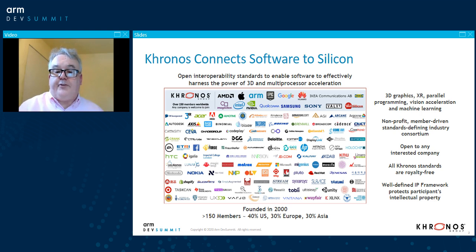If you haven't come across us before, Khronos is an open standards consortium. We provide a safe space for the industry to cooperate and create interoperability standards. These standards enable applications to access the power of 3D graphics, virtual and augmented reality, and parallel computation. We are a non-profit organization, and all the standards we create are open and royalty-free for the industry to use. We have been creating open standards for 20 years now.